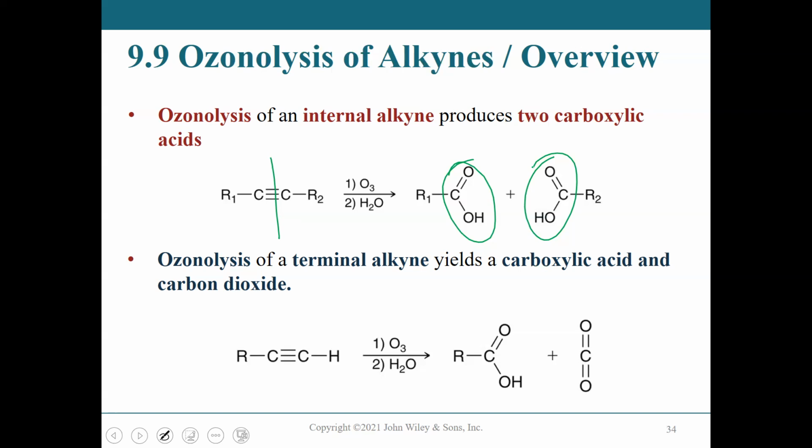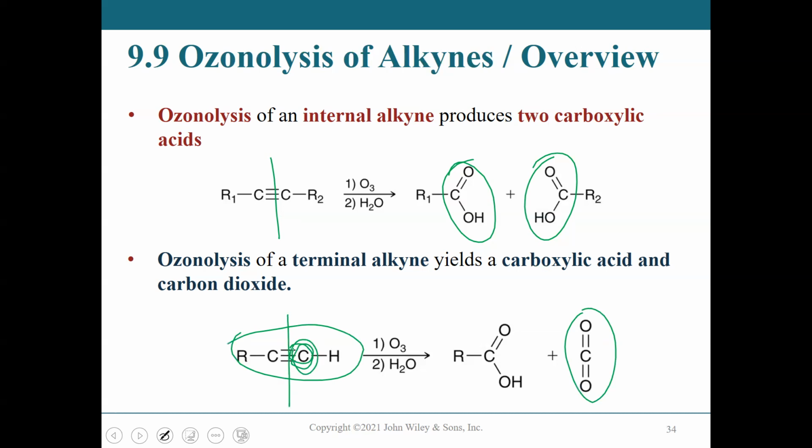What to do if you have a terminal alkyne? If you do ozonolysis, what you get is carbon dioxide. This particular carbon becomes carbon dioxide. That's only for terminal alkynes. Something very important to keep in mind is that this reaction of ozonolysis shortens the chain, right?